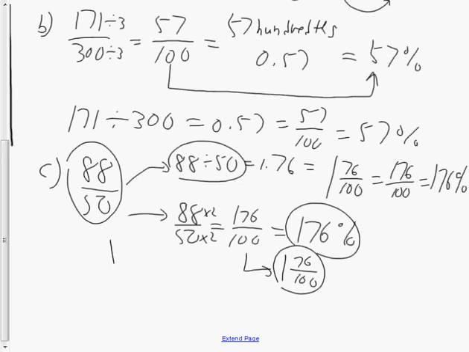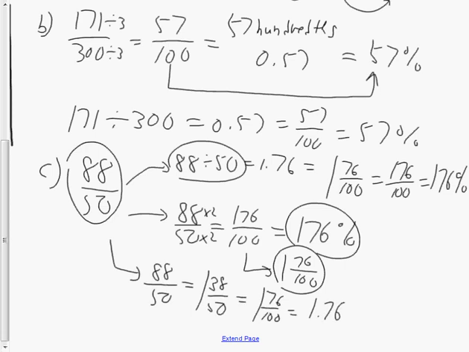Now the other way you could have done it is you could have just changed it from 88 fiftieths to 1 and 38 fiftieths. No, it's actually not even lowest terms, which is 1 and 76 hundredths. So there's actually 3 different ways you could have done it if you wanted to.